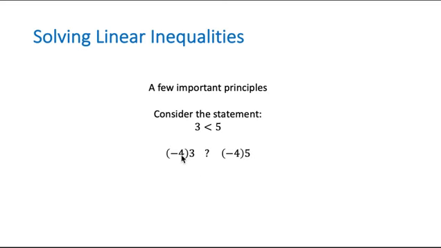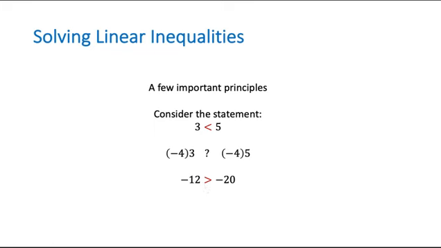If instead of multiplying by a +4, I was to multiply by a -4, well, on the left side, I'm going to get -12. On the right side, I'm going to get -20. And -12 is not less than -20. Actually, it's greater than -20. So that's an important principle you're going to have to remember. When you multiply or divide by a negative number, you have to remember to change the sign. So notice that less than sign changed to a greater than sign.